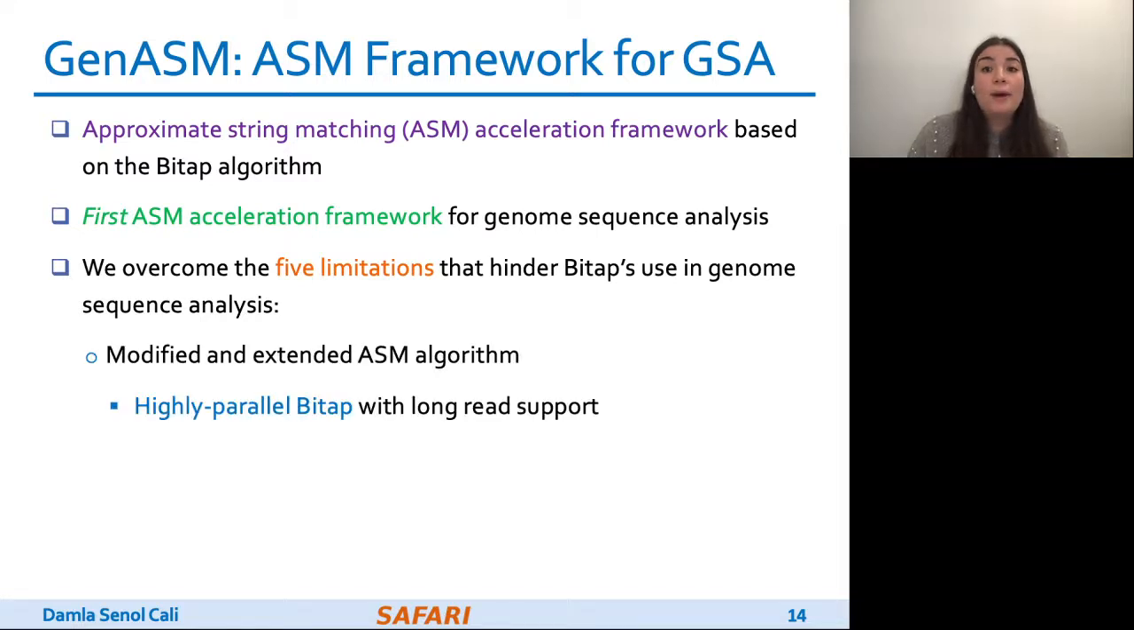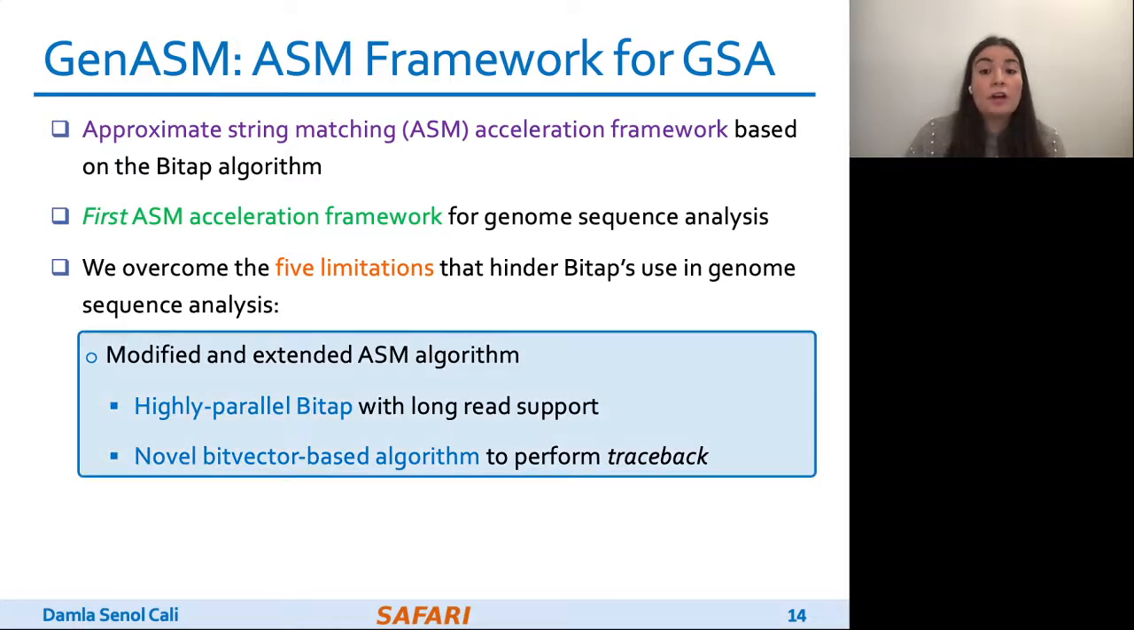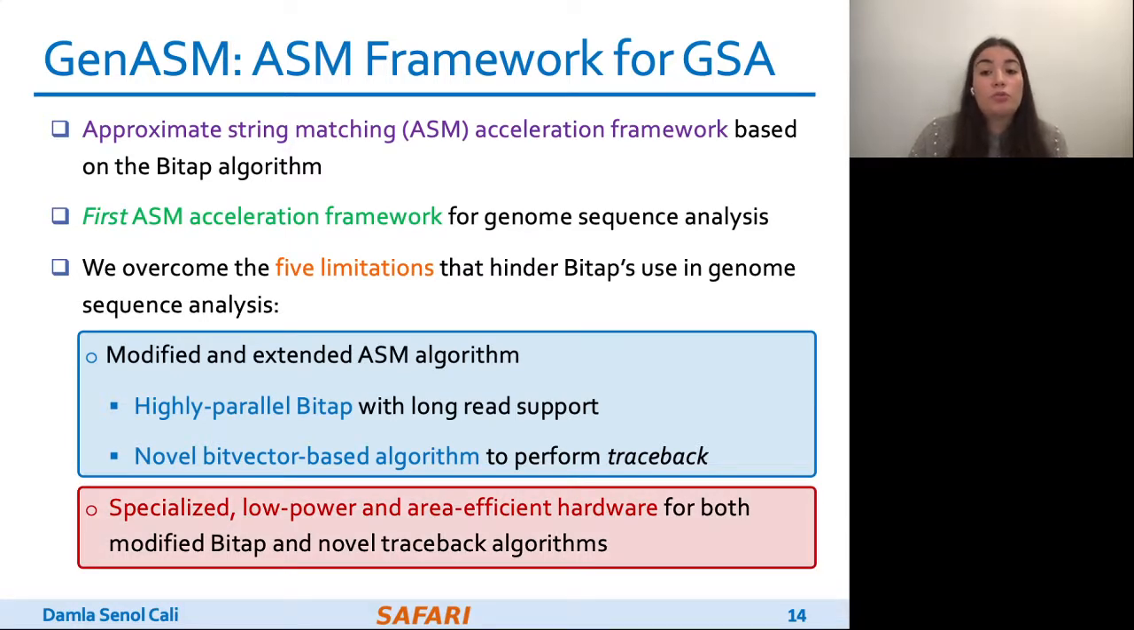First, we modify the Bitap algorithm by extending it to support long reads and by eliminating loop-carried data dependencies to enable parallelization. Second, we develop a novel Bitap-compatible algorithm for traceback, which uses information collected during ASM about the different types of errors to identify the optimal alignment of reads. These cover the algorithmic contributions of GenASM. And third, we co-designed specialized low-power and area-efficient hardware for both algorithms, and this covers the hardware-level contributions of GenASM.